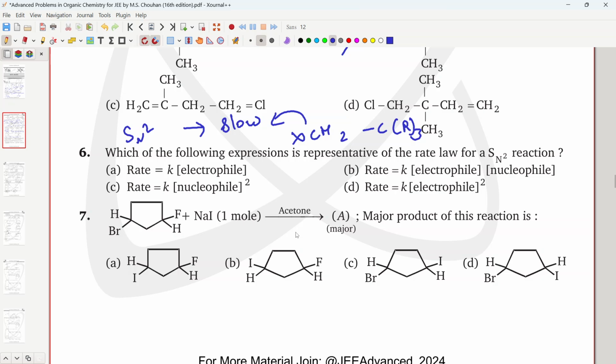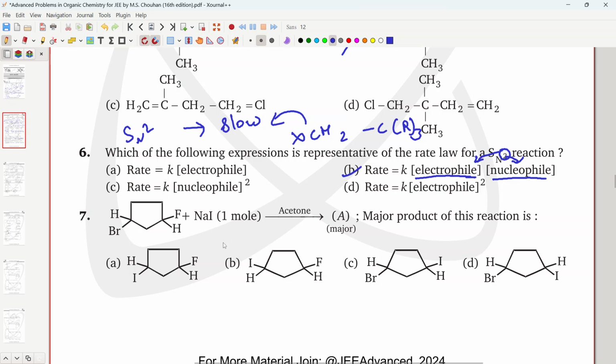Now, question number 6. SN2 stands for bimolecular. So if you watched my other video, you would have noted that bimolecular meant there are two things in the rate equation. Here in this case, there is only option B. So option B is the answer because it only has two other things. Electrophile basically means anything with an extra proton. Nucleophile means anything with an extra electron.